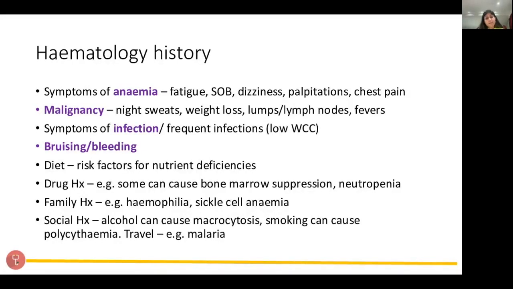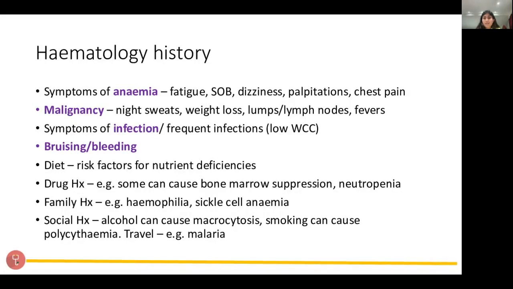So yeah. And the last thing is social history. So obviously you'll ask this in any history that you take, but just some things to be aware of. So alcohol or chronic alcohol abuse in large amounts can cause macrocytosis, and we'll talk about this more when I speak about anemia. And then the other thing is smoking, which can cause polycythemia, which is essentially just a very high red cell count and hematocrit level.